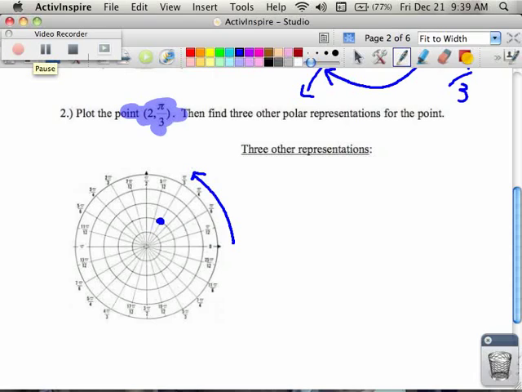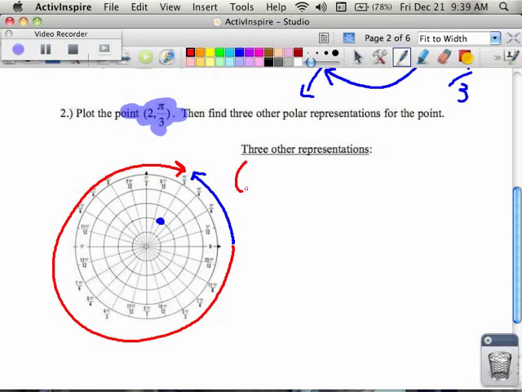Okay, look, I need to get to this blue point. Doesn't matter how I get there. So one way is to spin the pi over 3 and then walk out 2 units. That's one way. I could, if I wanted to, spin the other direction and also walk out 2 units.